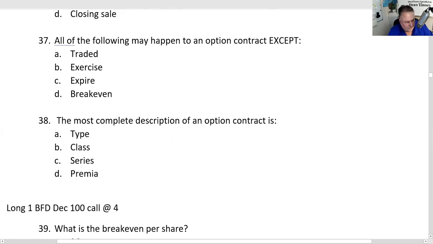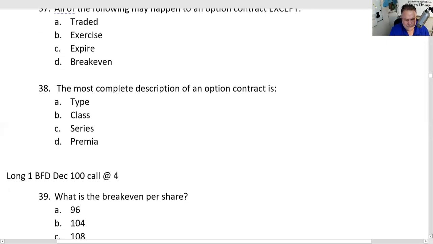Are you interested in the Aprils, the Mays? You say, Dean, I'm interested in the Apple April calls. That's still an incomplete description, because in the April category, there's 125s, there's 130s. The most complete description of the option contract is a series. So the answer here is C. And again, I would refer you back to lecture 1 in options if you were struggling with that.